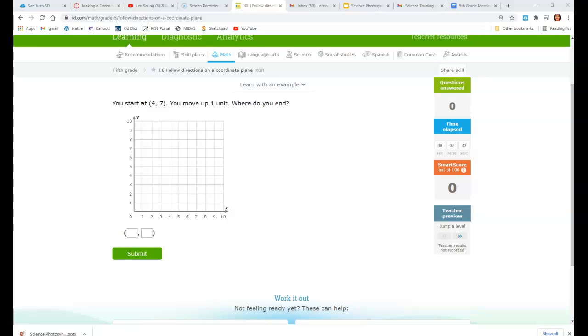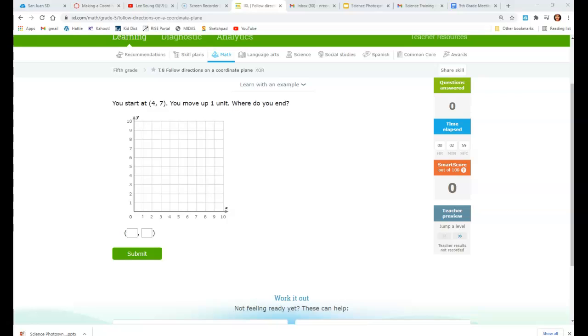Today our lesson is T.8, follow directions on a coordinate plane. And when you go to 5th grade IXL Math, you're going to see this lesson in T.8. So let's get started. I'm going to do a few of these with you, and then hopefully you'll have the confidence to do the rest of them yourselves.